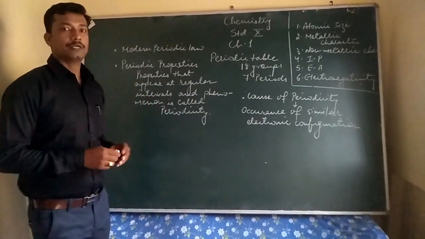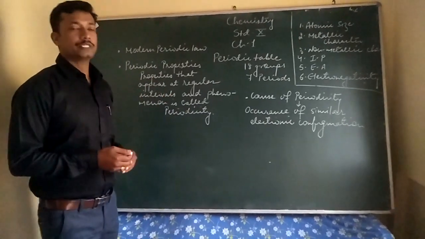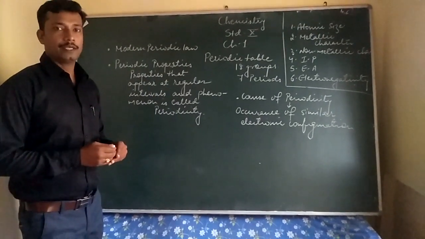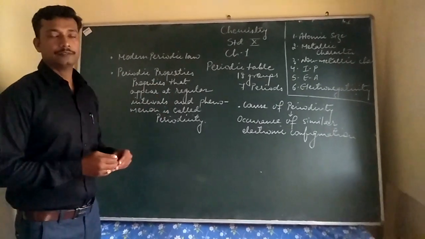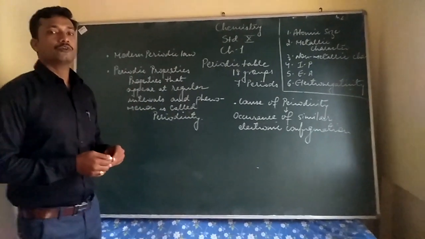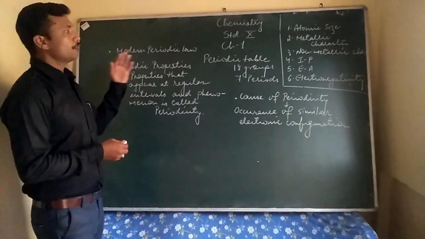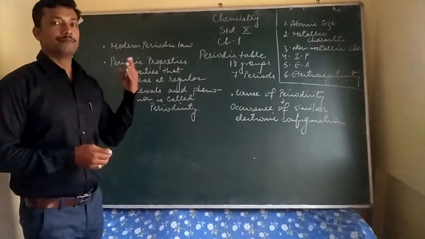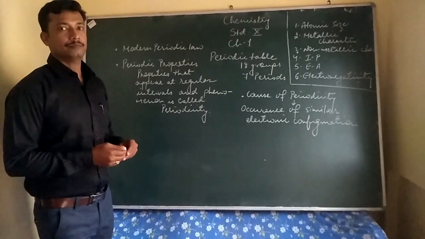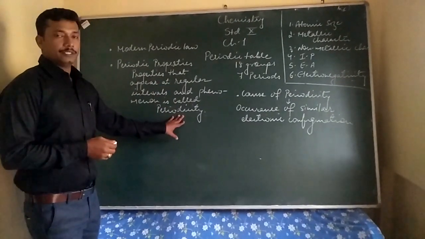If you remember in class 9, we saw a few examples of how the properties of the elements vary while moving across the period, and also we have seen that the elements in a particular group share similar properties. So they are called periodic properties because they appear periodically, that is, after regular intervals. And the phenomenon is called periodicity.